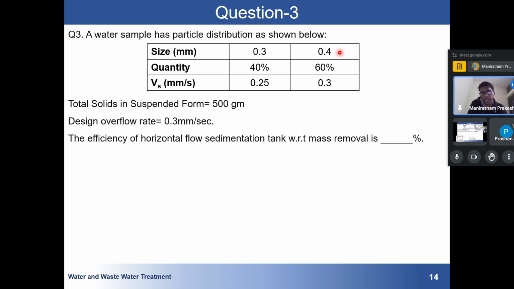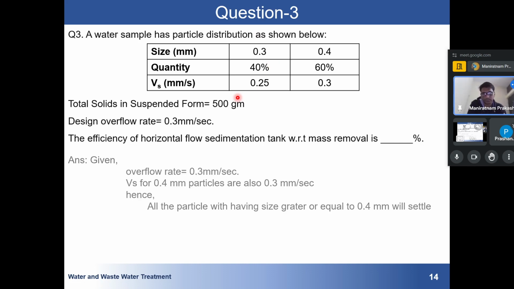So any particle having 0.4 mm or larger size will settle down, but for this case the settling velocity is 0.25, which means it won't settle down completely. Some portion will get settled down and some portion will move away. So this is what I have written, that the overflow rate is 0.3 mm per second, the Vs for 0.4 mm particles is also this much, since all the particles greater than this will settle down.